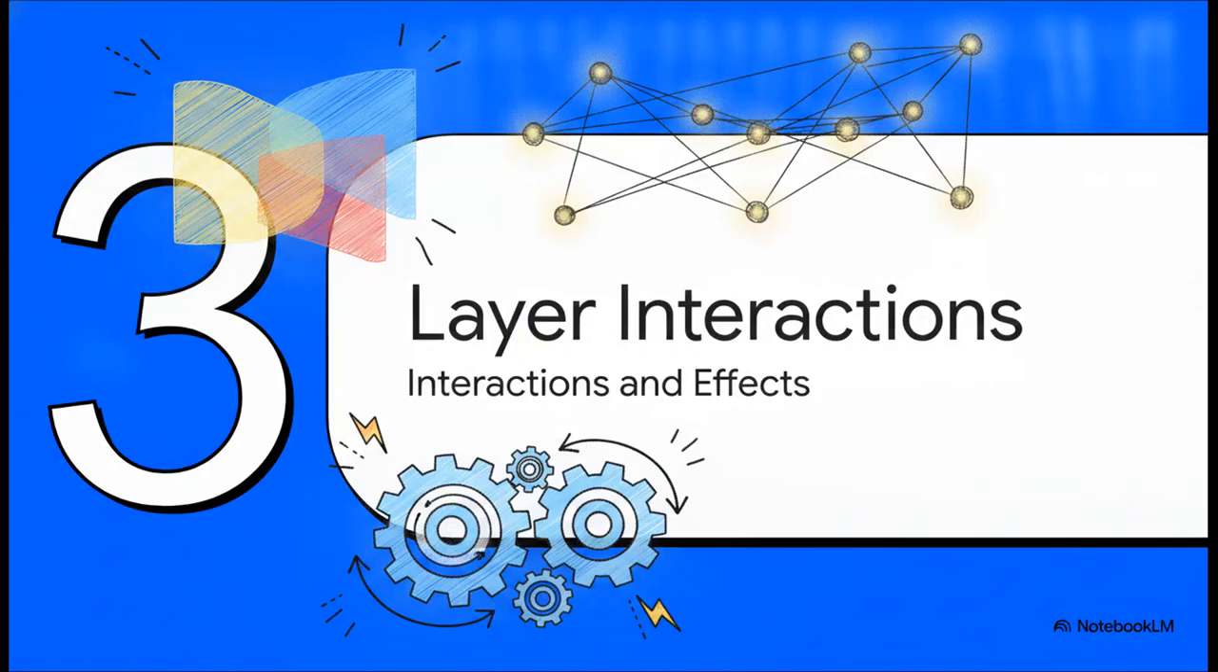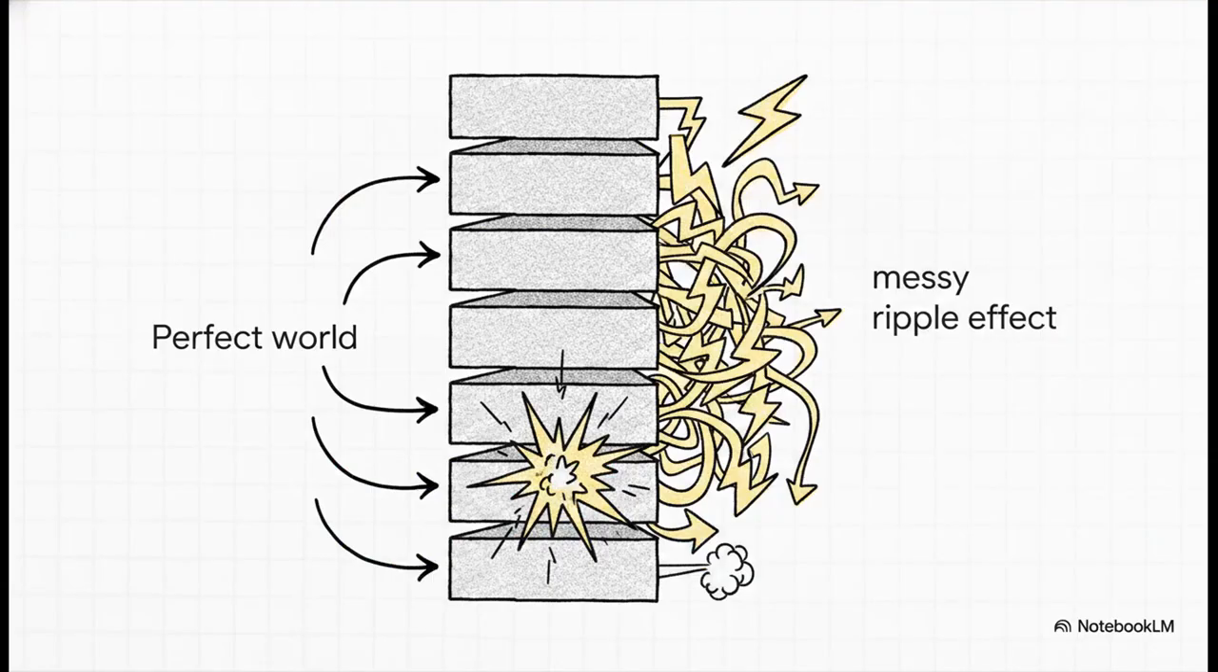All right, let's transition into Section 3, Layer Interactions and Effects. In a perfect, ideal world, interactions in this stack should really only happen between immediate neighbors. The application layer should only ever talk to the business process layer above it and the middleware below it. Every single layer should neatly hide its complex details from the layers above it. But, as we all know, the real world is incredibly messy.